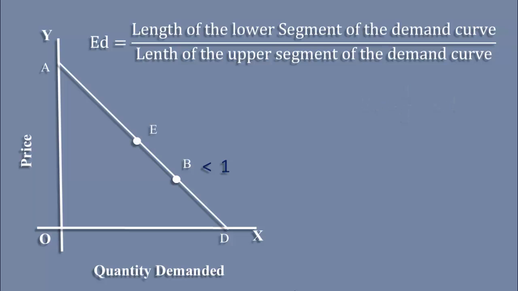Take point E. It is exactly at the middle of the demand curve. The length of the lower segment is 2 centimeters and that of the upper segment is also 2 centimeters. Using the formula, the elasticity is 2 by 2 equal to 1. At point E, the elasticity is unitary.